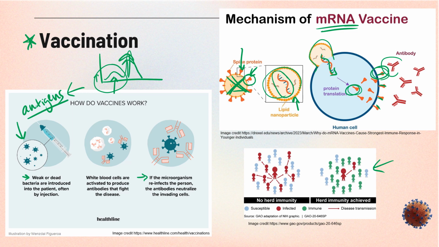If we don't have very many people vaccinated in a population, then it's really easy for diseases to spread really fast. But if most of us are immune through either a prior exposure or through a vaccination, then the spread of disease is much, much slower.